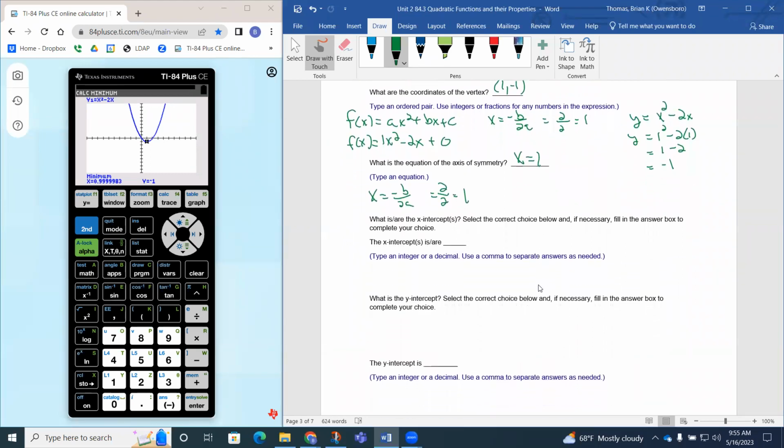So next question is, what are the x-intercepts? To find the x-intercepts, remember you have to set y equal to 0 and solve for x. So we're going to set y equal to 0.